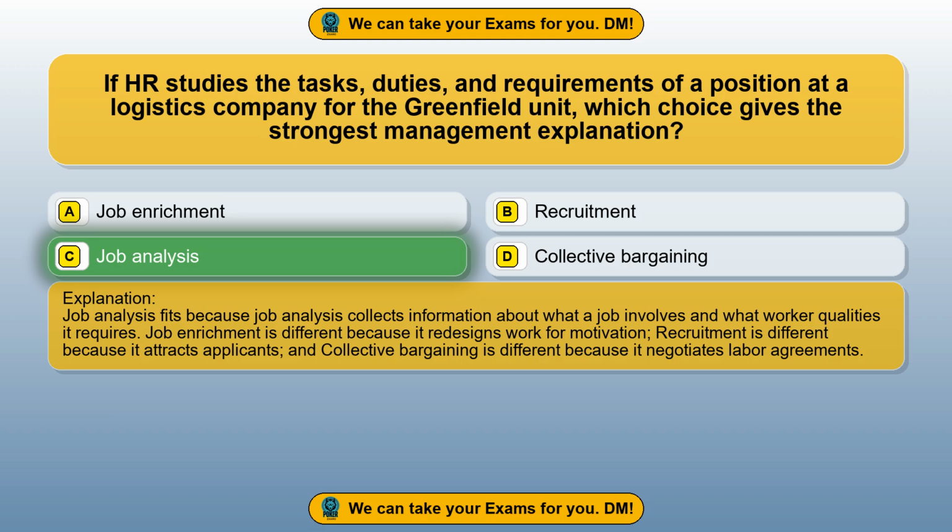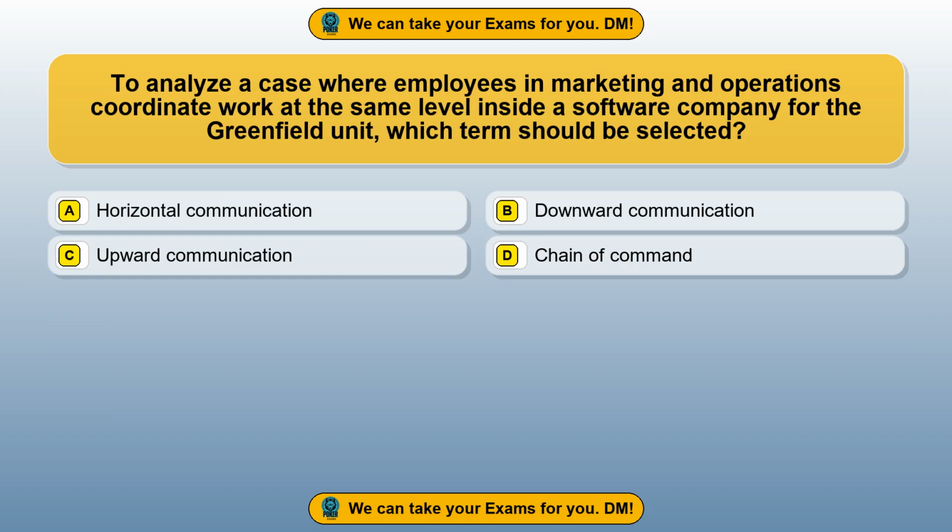Recruitment is different because it attracts applicants, and collective bargaining is different because it negotiates labor agreements. Question 26. To analyze a case where employees in marketing and operations coordinate work at the same level inside a software company for the Greenfield unit, which term should be selected?